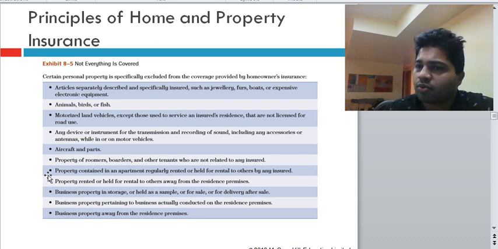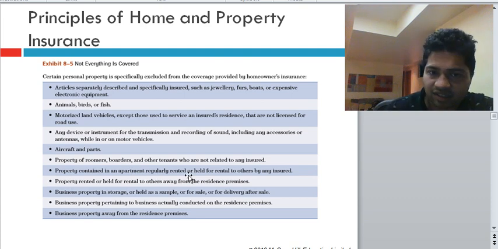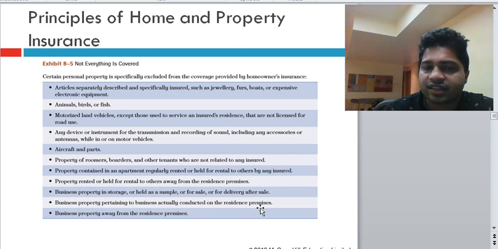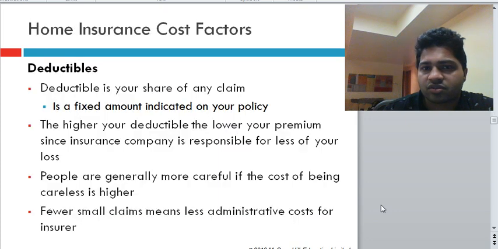So your own property is covered. Tenants' property is never covered in homeowners insurance. Property contained in an apartment regularly rented, property rented or held for rental, business property in storage or held as samples, business property pertaining to business actually conducted, and business property away from the residence. So all of this is not covered.